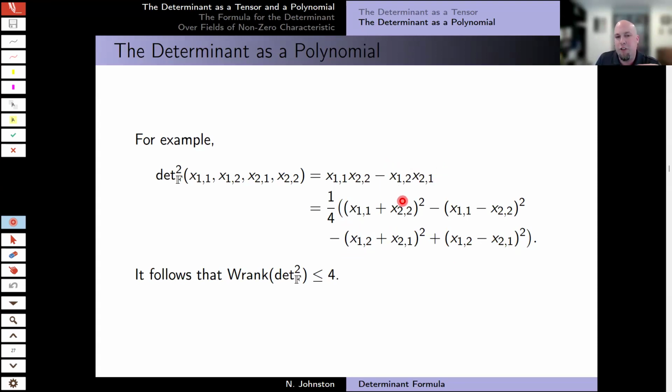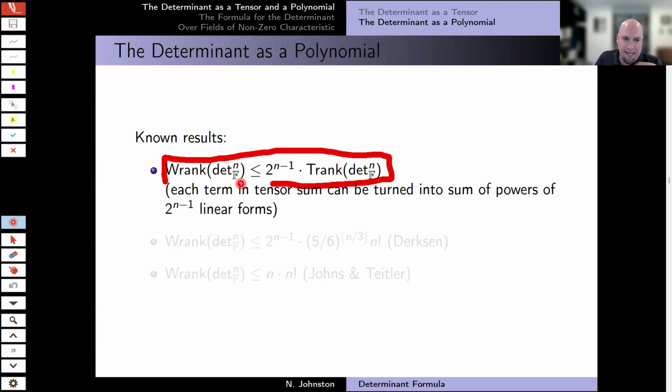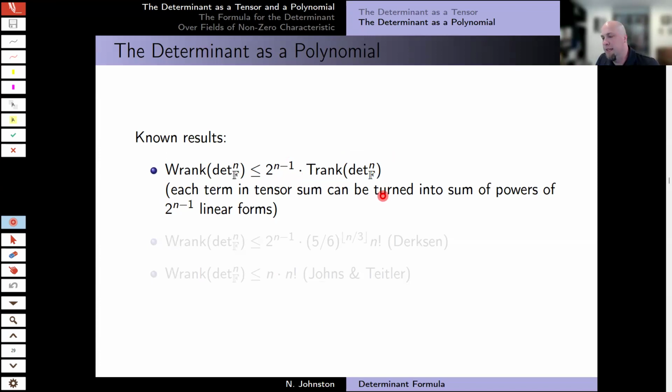And you can do this sort of thing in general. When you say, okay, I've got a tensor rank decomposition of the determinant, and I'm going to take every single one of those tensor-rank-many monomials and split them up into a sum of powers of linear forms, well, each one you can split up into 2 to the n minus 1 linear forms. So in general, this is a standard-ish result. The Waring rank of the determinant cannot possibly be larger than 2 to the n minus 1 times the tensor rank. So in some sense, yes, we're going to get new bounds on the Waring rank, but they just come for free from this.